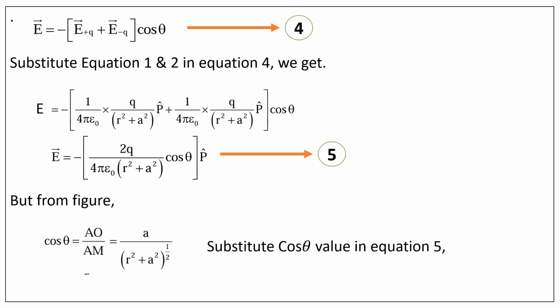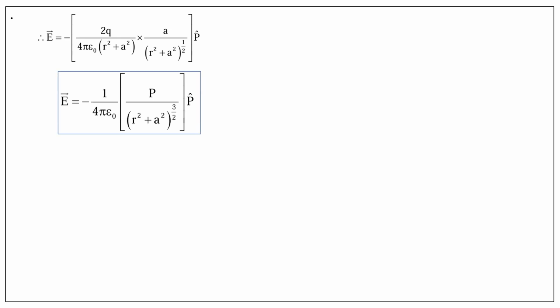Substitute cos theta value in equation 5. E is equal to minus into bracket 2Q by 4 pi epsilon naught into (r square plus a square) into a by (r square plus a square) whole to the power 1 by 2 into P cap. That is equal to E is equal to minus 1 by 4 pi epsilon naught into bracket P by (r square plus a square) whole to the power 3 by 2 into P cap. Because P is equal to Q into 2a.